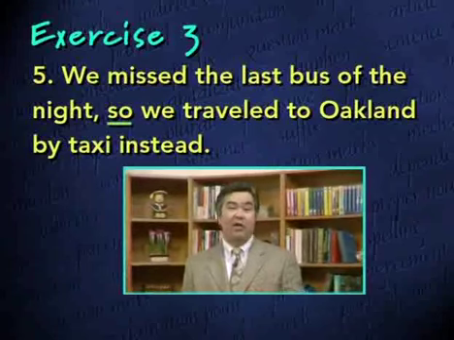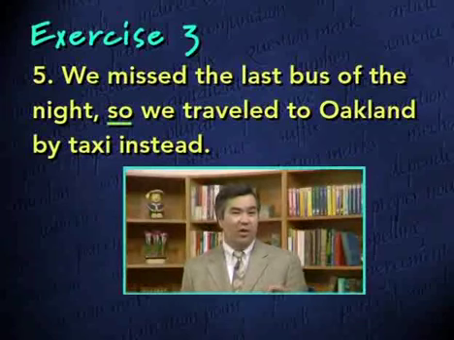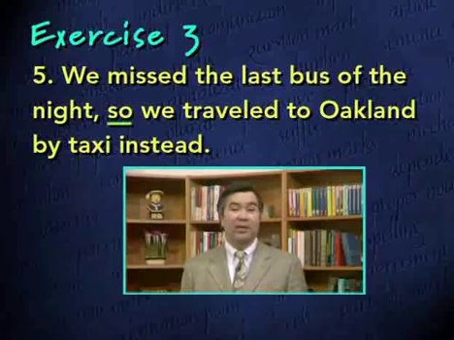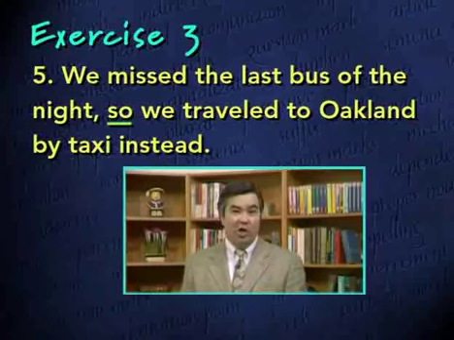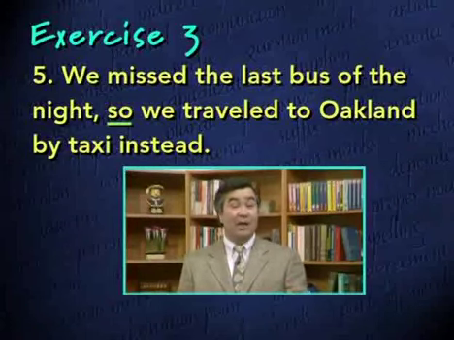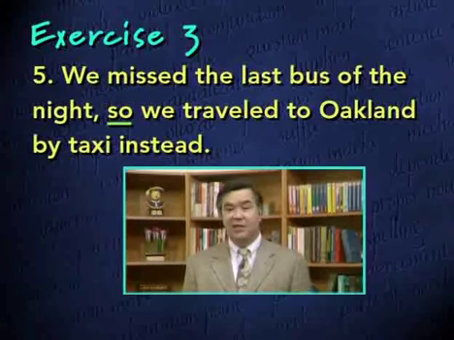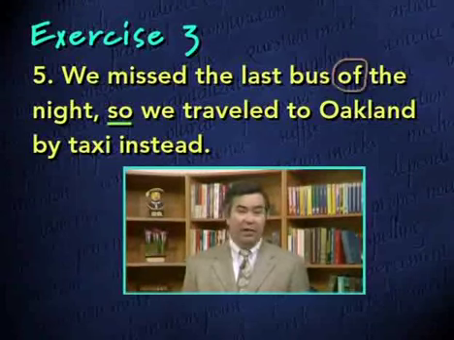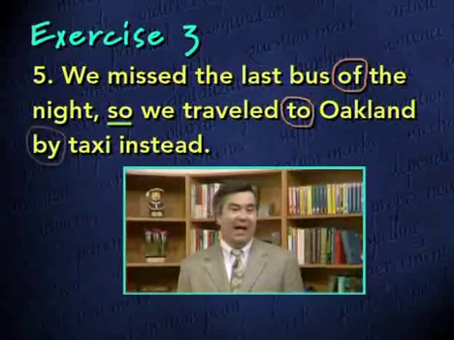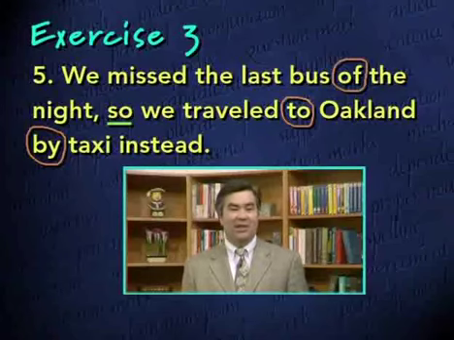So, remember there are just 7 coordinating conjunctions: and, but, or, nor, for, yet, and so. And your choice of which one to use will depend on the meaning of the sentence. Here, the word so makes sense. And remember that coordinating conjunctions link two things that are more or less equal in importance or meaning, and that's the case here. In addition, the sentence contains 3 prepositions: of in the prepositional phrase of the night, to in to Oakland, and by in by taxi. So there's 1 coordinating conjunction and 3 prepositions in this sentence.